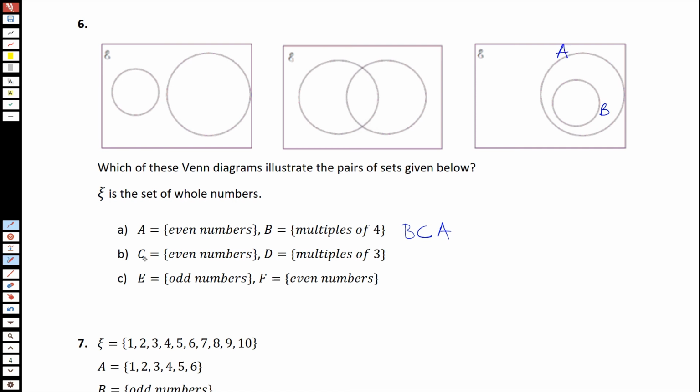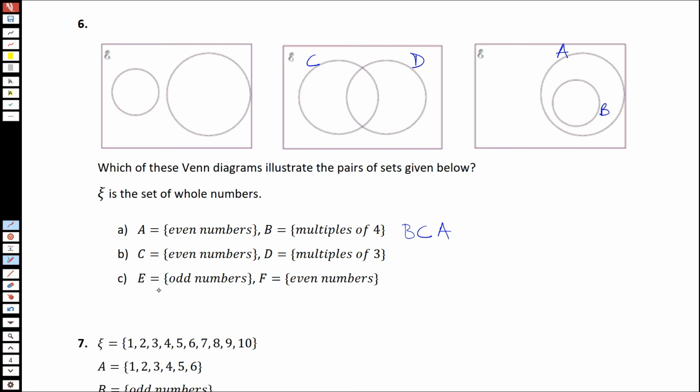And then here we have even numbers and multiples of 3. We know that some multiples of 3 are also even numbers, like 12, 18. Those are even numbers. So we can say they have things in common. So C and D have things in common.